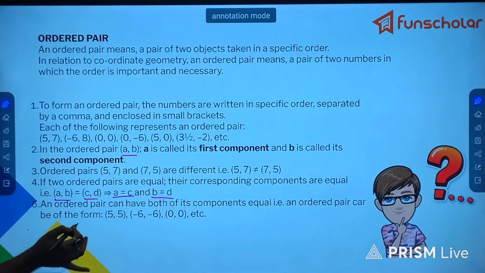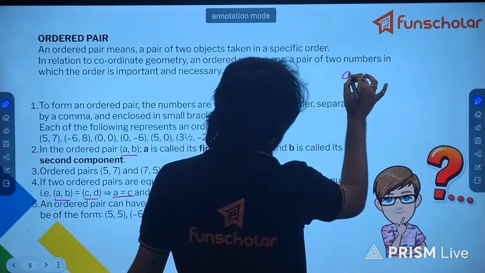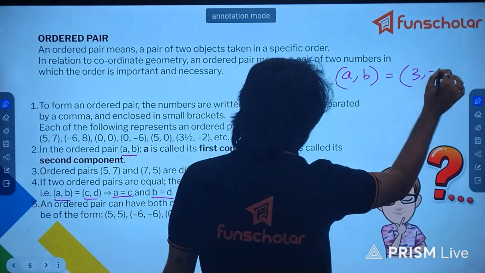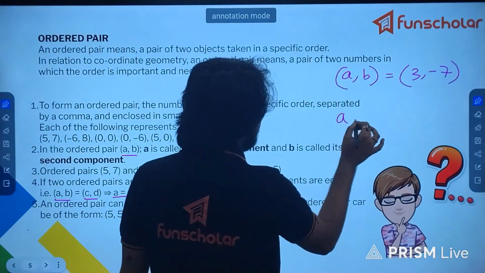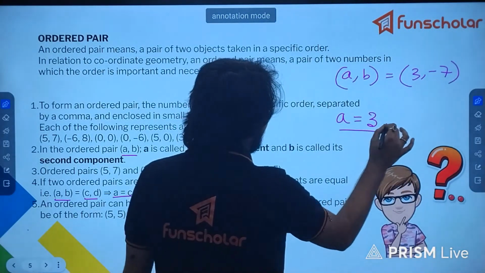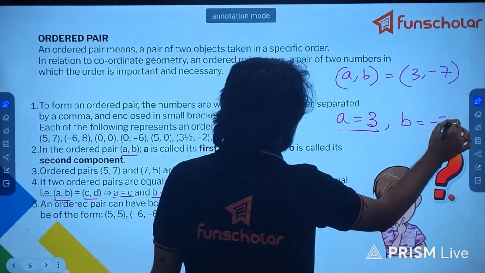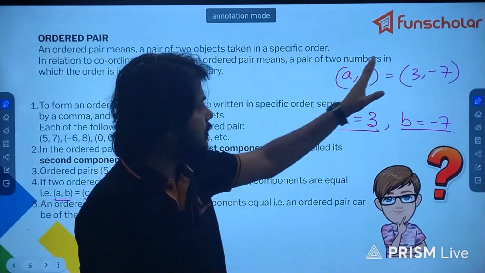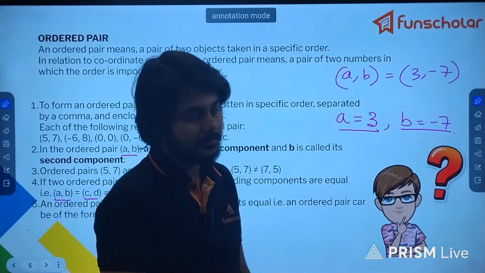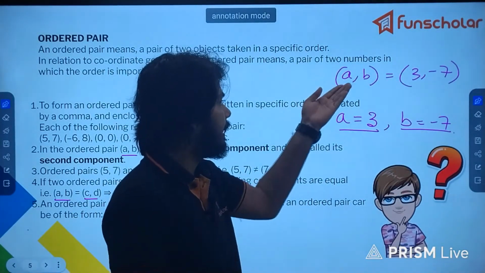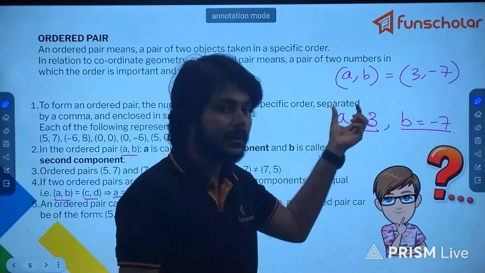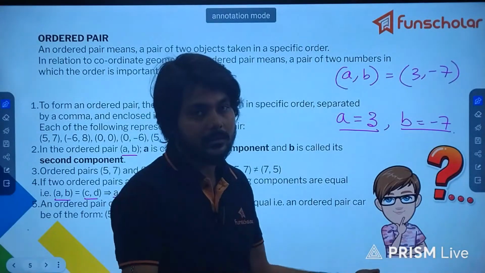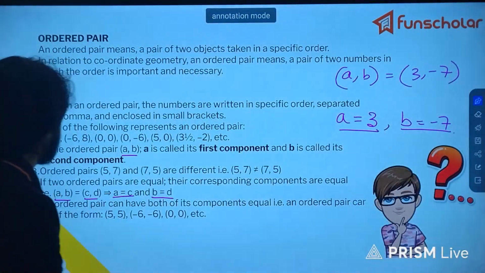This is easy. Suppose (a, b) equals (3, -7), then we can easily write that a is 3 and b is -7, because it has been given in the question that these two ordered pairs are equal. So we can definitely say that a is equal to 3 as both are the first component, and b is equal to -7 for the second component.